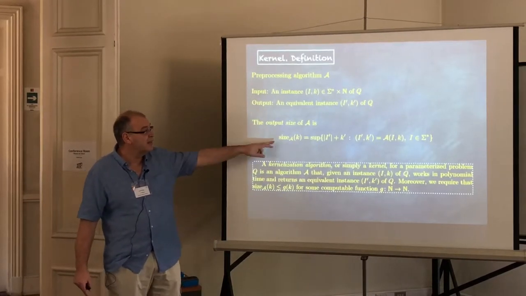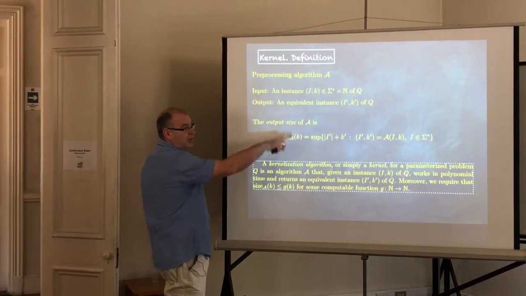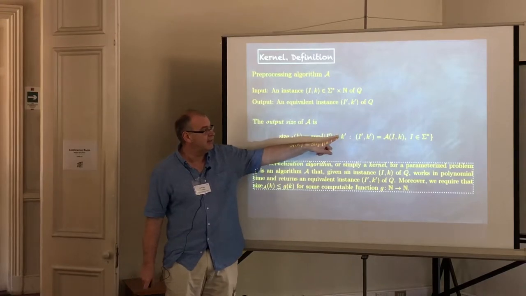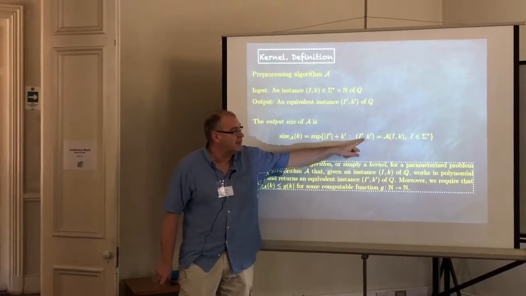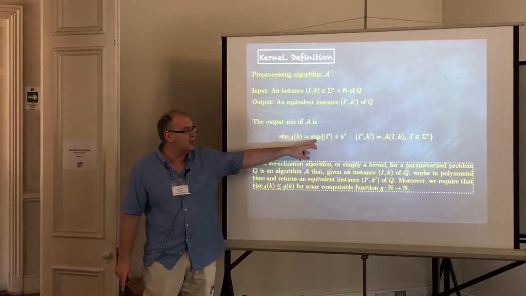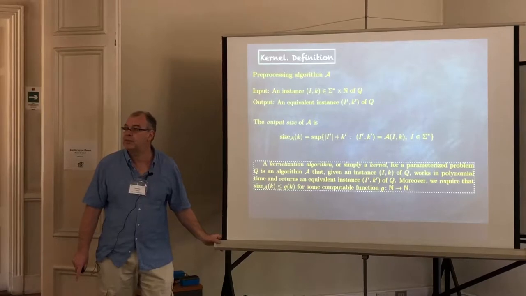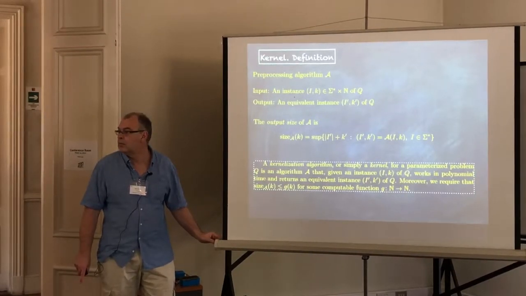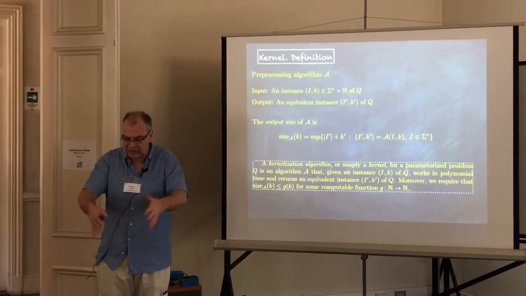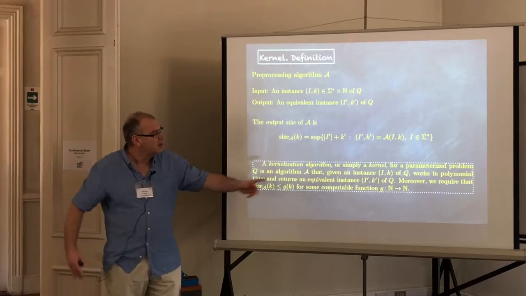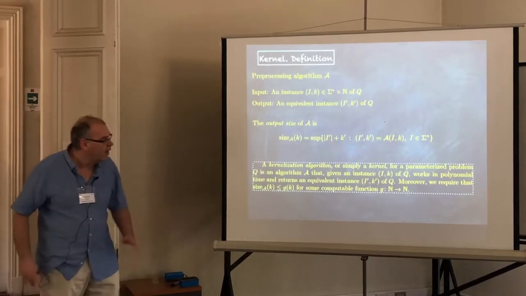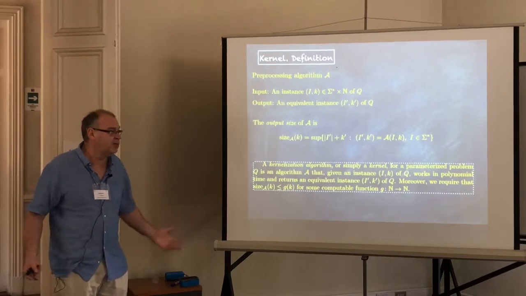So what is the size of the algorithm? The size of the algorithm, as a function of k, the parameter, is the supremum of the size of the compressed instance plus the parameter, right? And this is the instance which is output by the algorithm. So just a question: why do I want to have a supremum here? Why can I not have a maximum in this definition? Exactly. Yes. If my algorithm, for example, always outputs something whose size cannot be bounded by a function of k, then this definition will tell me that the size of the kernel is infinity. That is the only reason why I need the supremum. Very good.